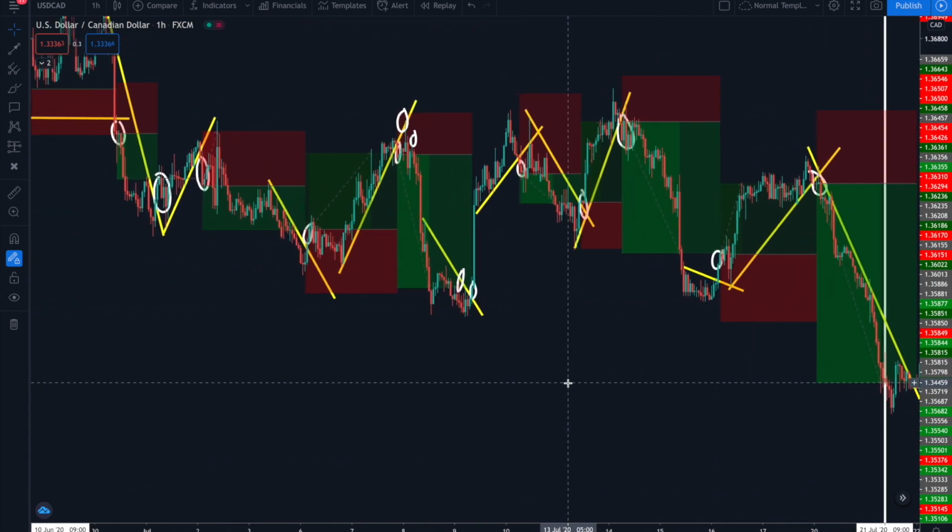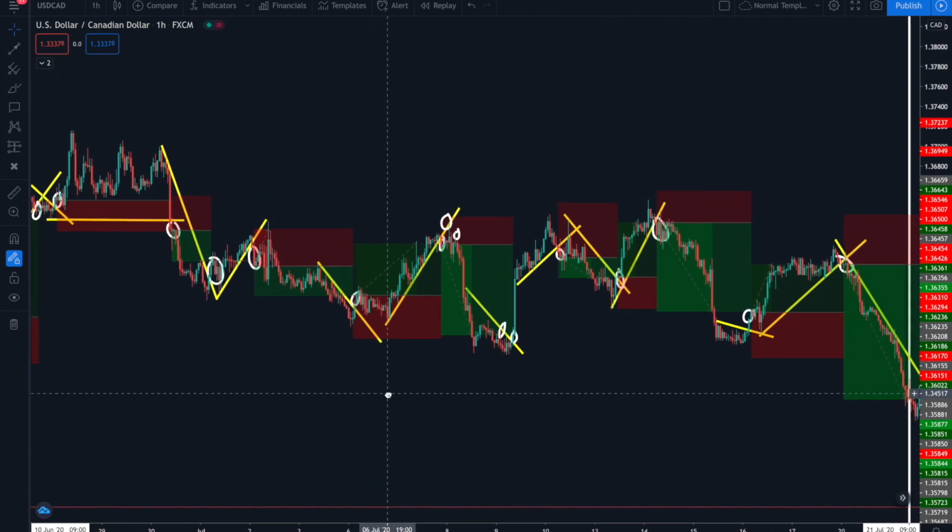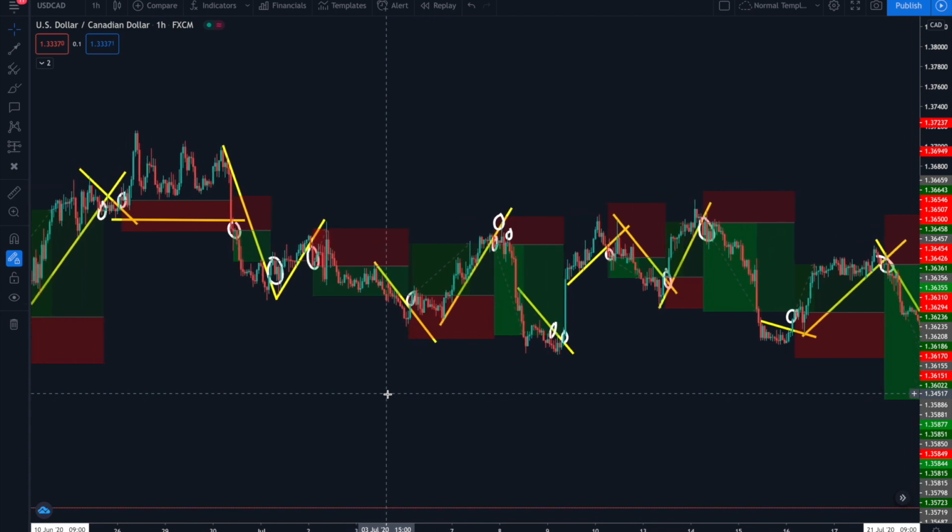So your exits are the same cues as your entries. So when you exit one trade, you are entering another trade in the opposite direction. Now, normally when you exit your trade in this way, you will be exiting for a profit.